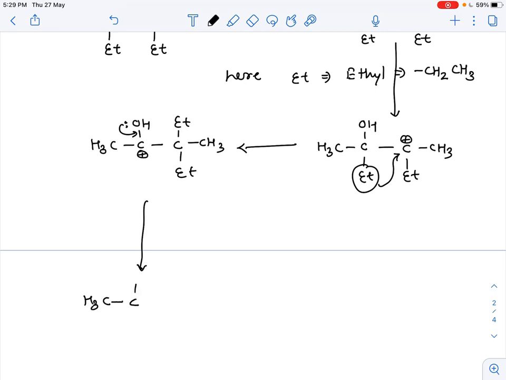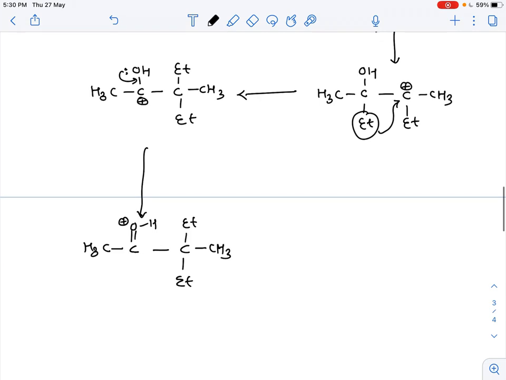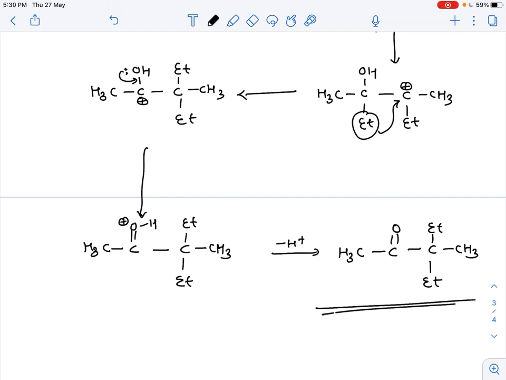And what we will get? H3C C OH plus CH3. Clear beta? Now from here H plus will be removed by donating its electron to the oxygen, and we will get this Pinacolone. Clear or not? Okay, so this is the complete Pinacolone rearrangement.